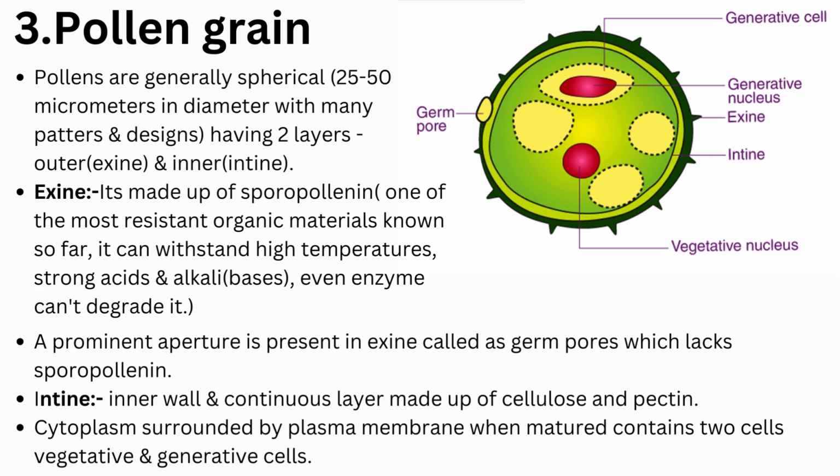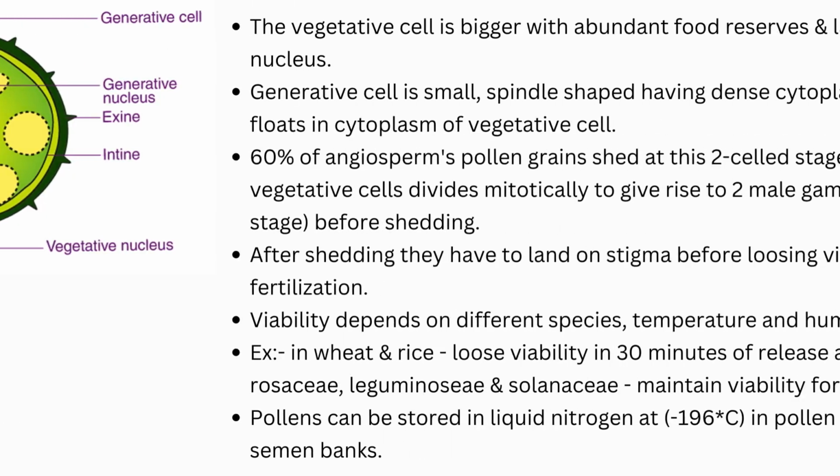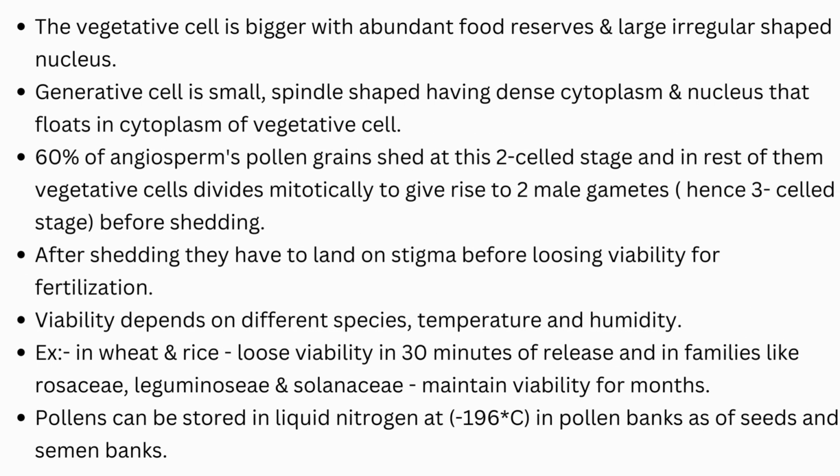Intine jo hai wo andaruni deewar hai, jo continuous layer hoti hai, uska composition hai cellulose and pectin. Jo vegetative cell hota hai wo bigger hota hai and abundant food reserves ke saath hota hai, aur uske andar ek irregularly large shaped nucleus hota hai. Generative cell is small, spindle shaped, having dense cytoplasm and a nucleus that floats in the cytoplasm of the vegetative cell.